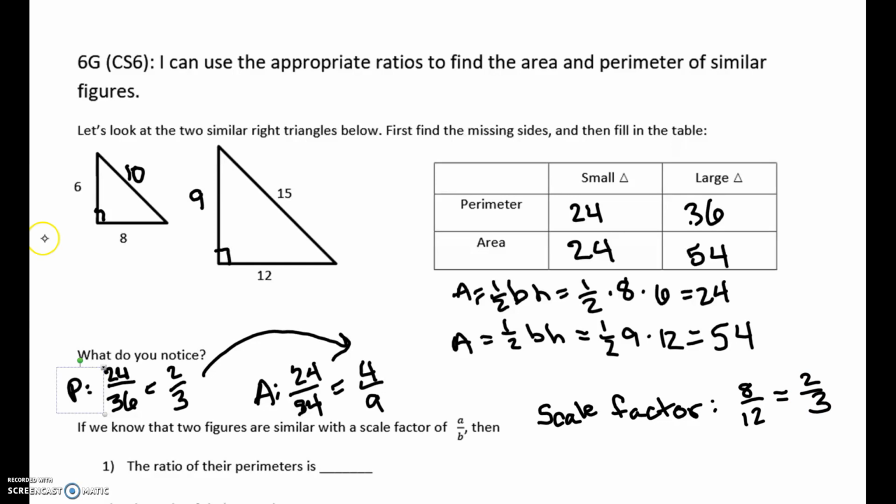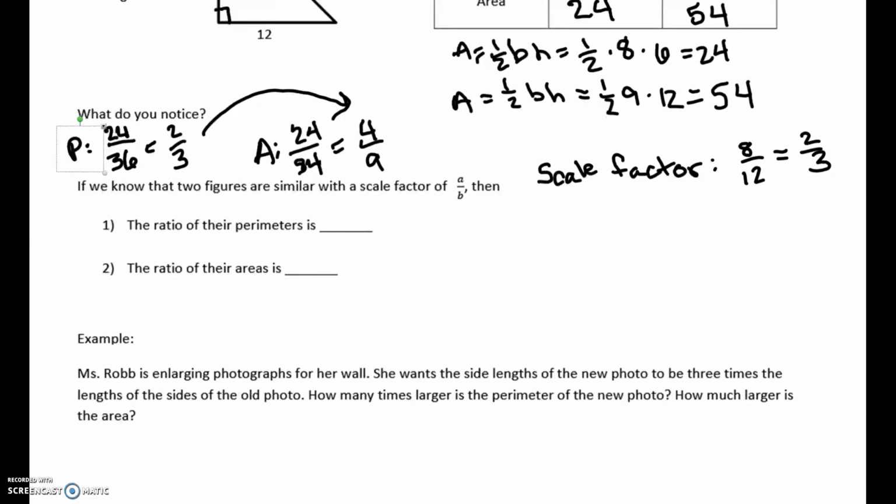Well, what this means is that if I have a scale factor of A over B, then the ratio of my perimeters is the same as the scale factor. It's still A over B. But the ratio of my areas is actually going to be A squared over B squared. And that's going to help us solve missing values.